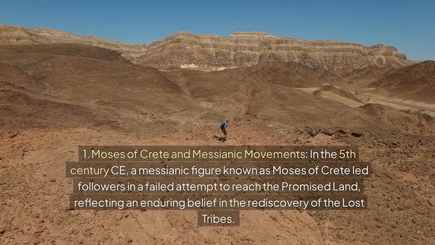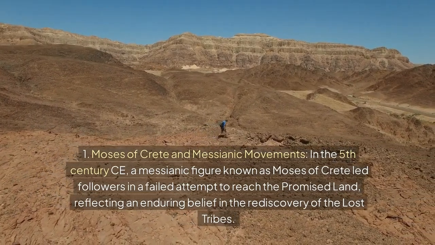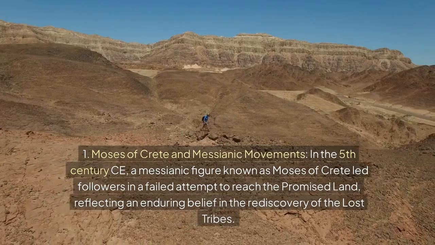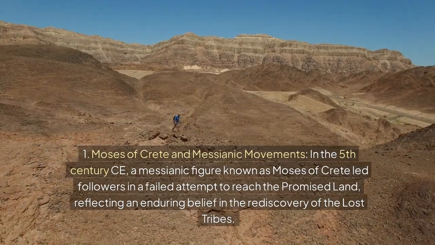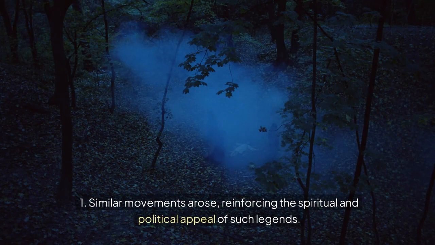Moses of Crete and Messianic movements. In the 5th century CE, a messianic figure known as Moses of Crete led followers in a failed attempt to reach the Promised Land, reflecting an enduring belief in the rediscovery of the lost tribes. Similar movements arose, reinforcing the spiritual and political appeal of such legends.